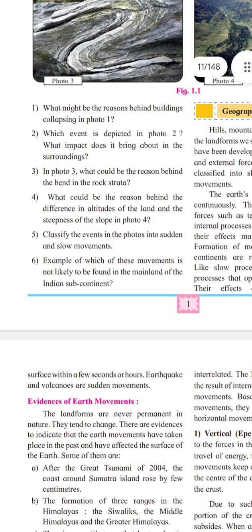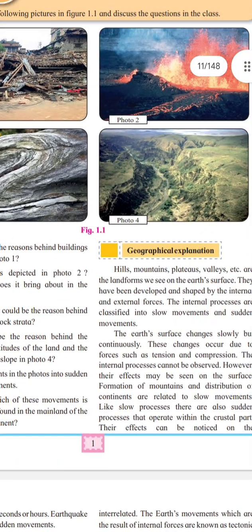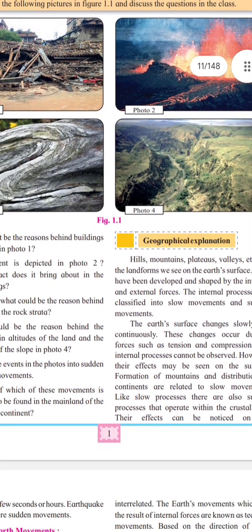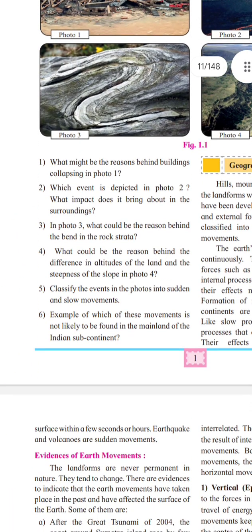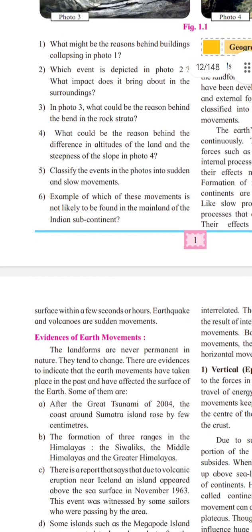Now the second question is, which event is depicted in photo 2? What impact does it bring about in the surroundings? Photo 2 shows a volcanic eruption. During a volcanic eruption, hot lava, ash, gases and rocks come out from inside the earth. This can destroy forests, houses, roads and agricultural land, and it also changes the surrounding landscape by creating new landforms.